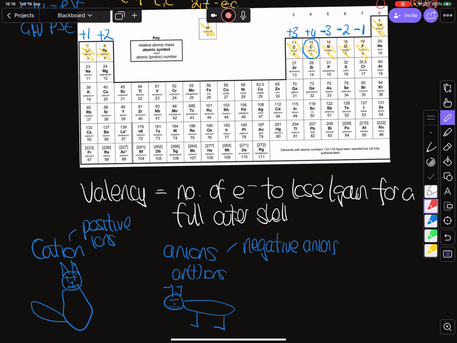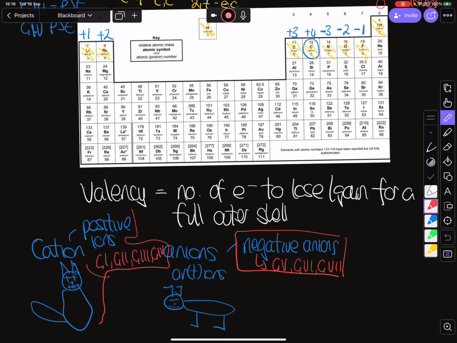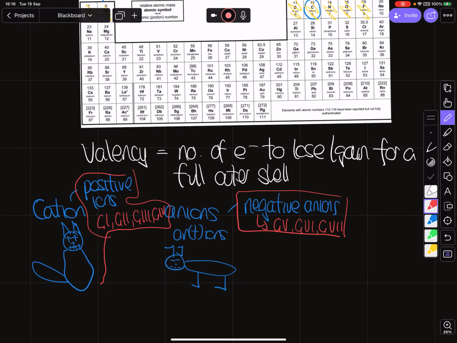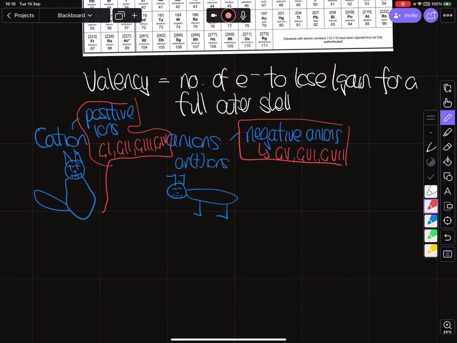So essentially our positive ions here are group 1, group 2, group 3, group 4. And over here these guys will be group 5, group 6, group 7. Now we talked about how we do our naming of things.